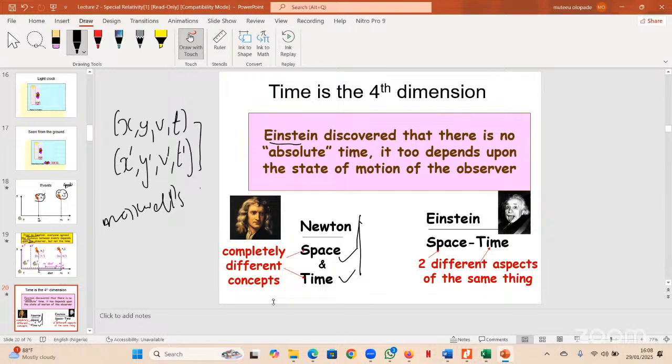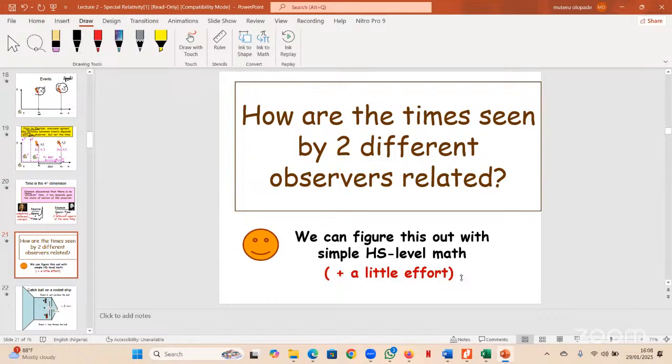But Einstein said these are two different aspects of the same thing. So it now depends on the observer. How are the times seen by two different observers related? We can figure this out with simple high school level mathematics.